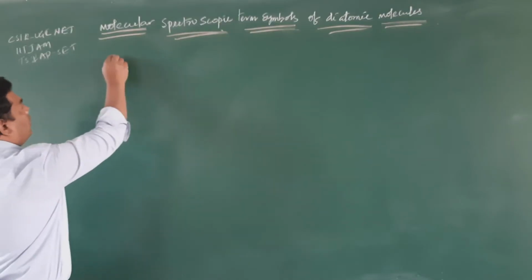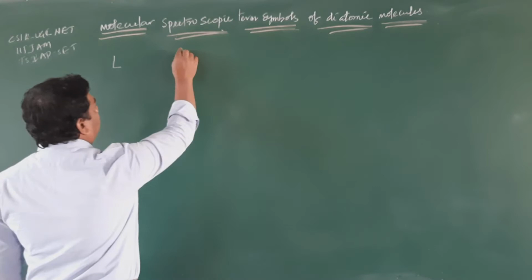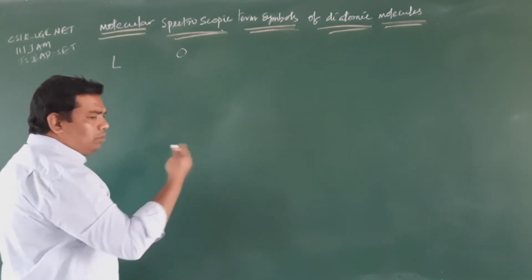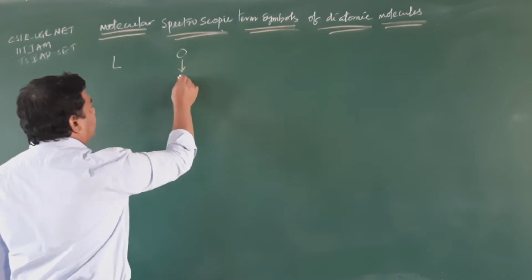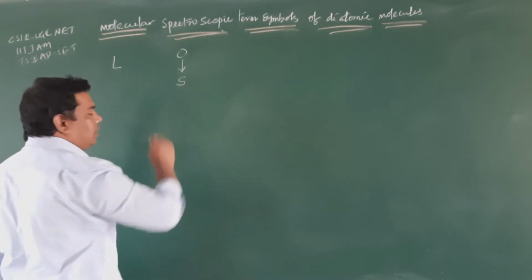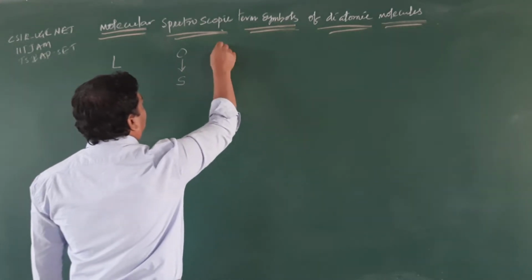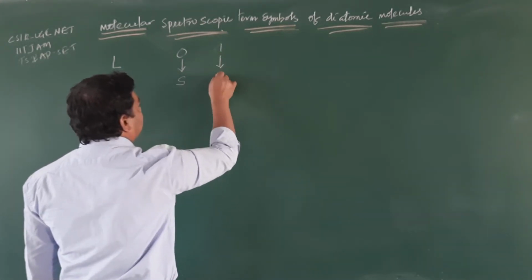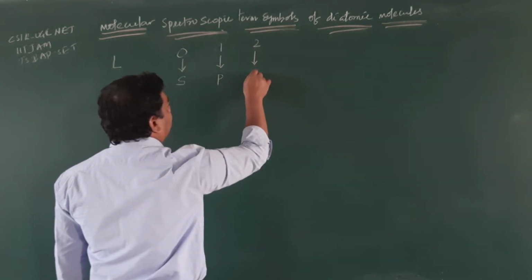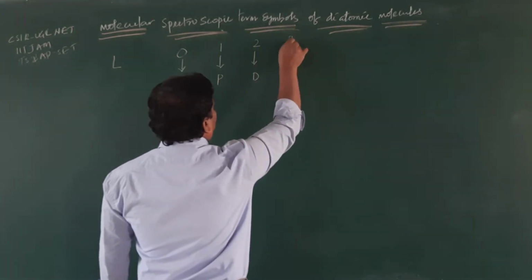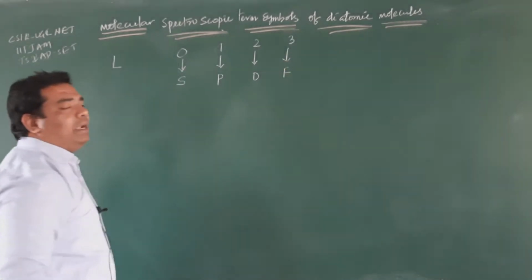The orbital angular momentum L value: if L value is equal to 0, then in metal complexes we denote that as term S. If L value is 1, the term symbol is P. If L value is 2, the term symbol is D. If L value is 3, the term symbol is F. So this is for metal complexes.